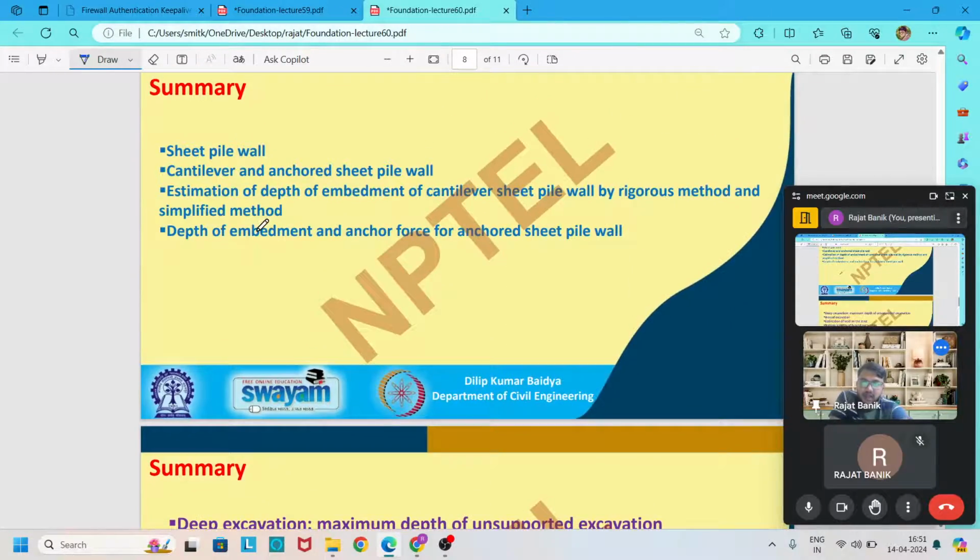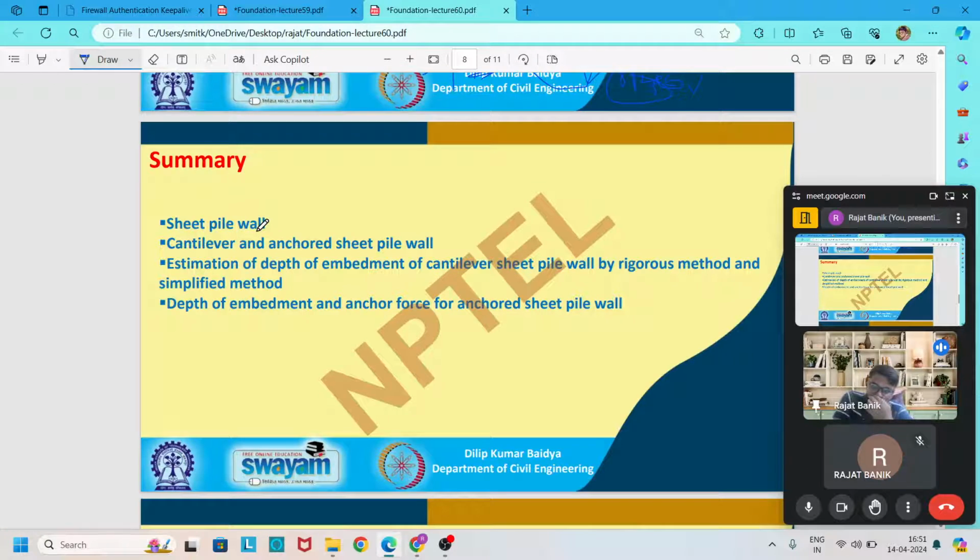Then we study another type of structure, which is useful for retaining the soil: sheet pile walls, cantilever and anchor sheet pile walls. We estimate the depth of embedment of the cantilever sheet pile wall by the rigorous method, and also by the simplified method. Also we find the depth of embedment for anchor pile, and the anchor force for this anchor sheet pile. And today we also discuss this again very briefly in the later part.